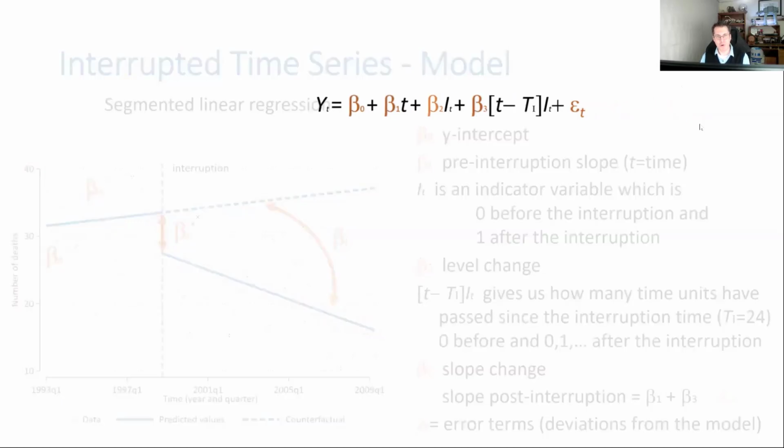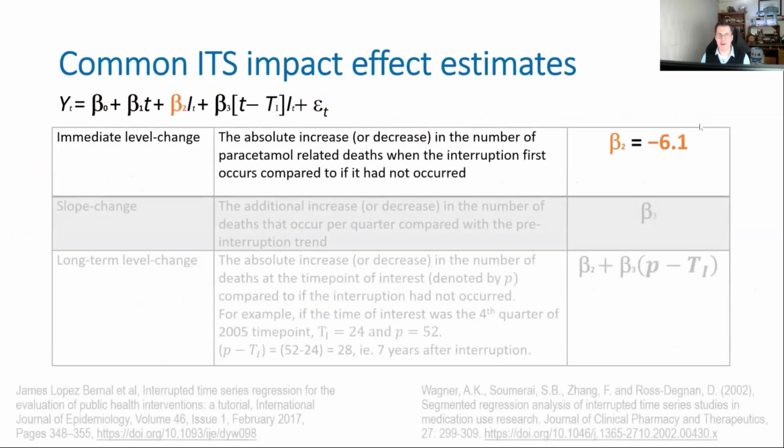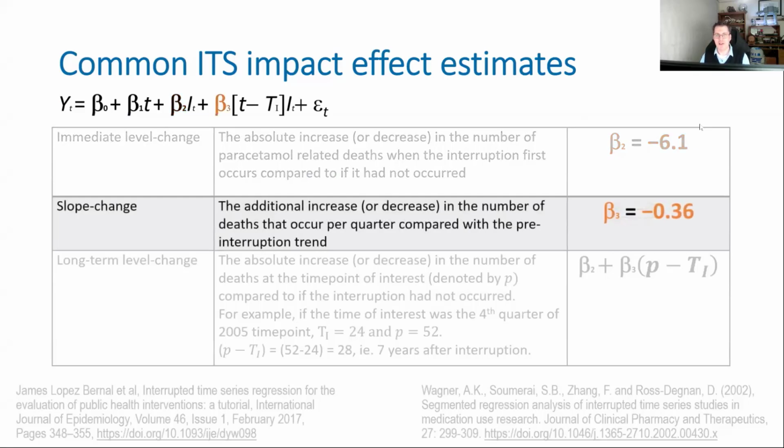But first, we thought it might be useful to walk through again these common impact effects and how we might describe them in words. So our first one is our immediate level change. And that's simply, in this case, the absolute decrease in the number of paracetamol-related deaths when the interruption first occurred compared to if that interruption had not occurred. Our slope change is, in this case, our decrease in the number of deaths that occur per quarter compared with the pre-interruption trend.